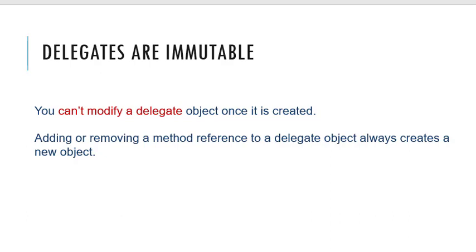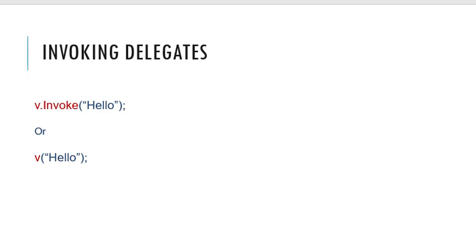Delegates are immutable. It means you cannot modify a delegate object once it is created. Adding or removing a method reference to a delegate object always creates a new delegate object. The old object is garbage collected.